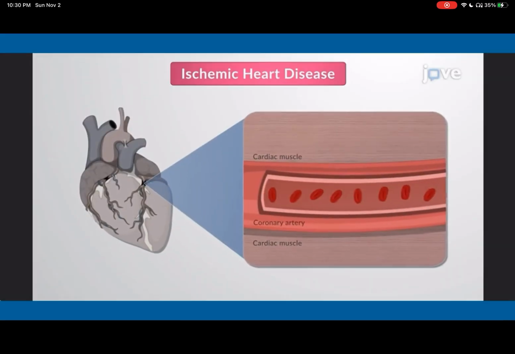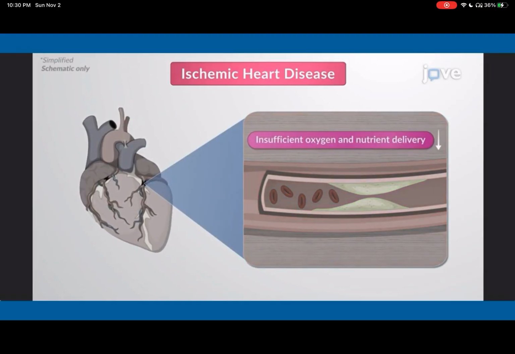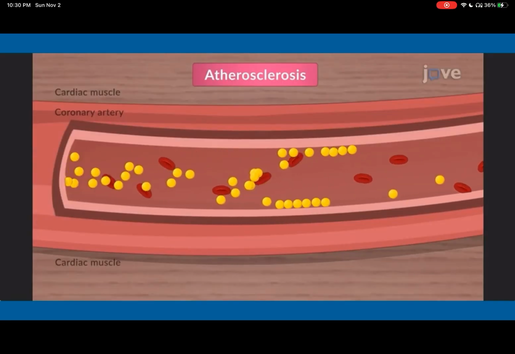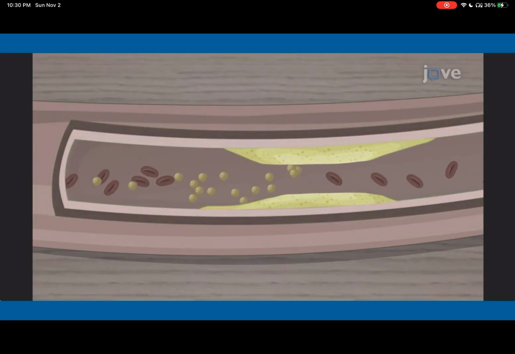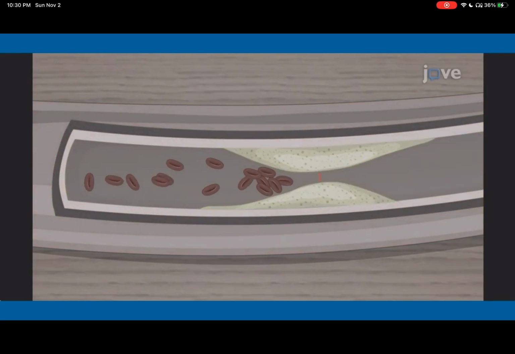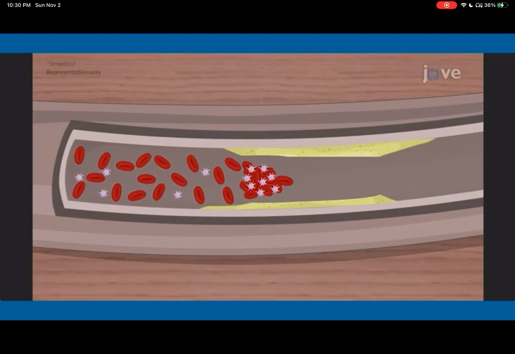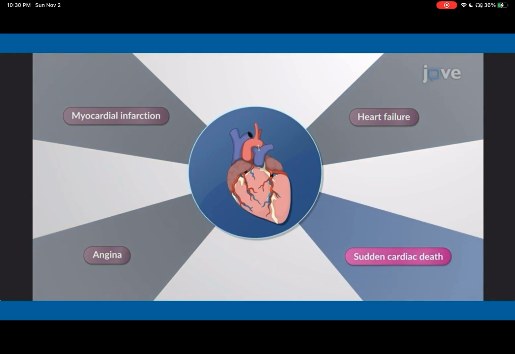Ischemic heart disease occurs when the blood supply to the heart is reduced or obstructed. This leads to insufficient oxygen and nutrient delivery, resulting in heart muscle damage or dysfunction. The condition is primarily caused by atherosclerosis, the accumulation of fatty deposits, or plaques, within the arterial walls. Over time, these plaques can harden and narrow the arteries, restricting blood flow. Sometimes, a plaque may rupture, triggering the formation of a clot that further obstructs the coronary artery, potentially leading to angina, myocardial infarction, heart failure, or sudden cardiac death.